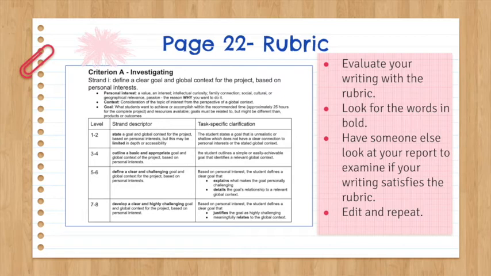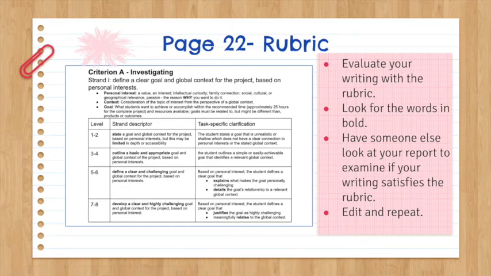You have to evaluate your writing with the rubric. Look at the words in bold and have someone else look at your report to examine if your writing satisfies the rubric. Then edit it if it doesn't, and repeat. What I mean by that is when somebody looks at your writing for that first strand, have them see if you justify that the goal is highly challenging. Do you explain or do you justify? Do you outline or do you state? As the rubric goes down further, there's justify, explain, outline, and state. You want to be at the justified level.